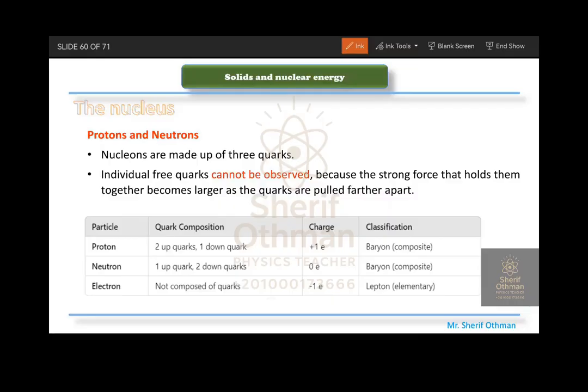The proton consists of 2 up quarks and 1 down quark. Neutron, 1 up quark, 2 down quarks, so the charge is 0. Electron is not composed of quarks, so it has a negative charge, and we call it a lepton. Elementary particles, while protons and neutrons are composite.